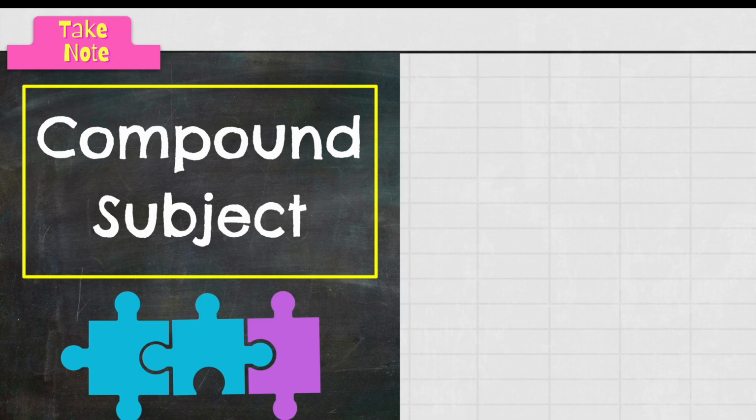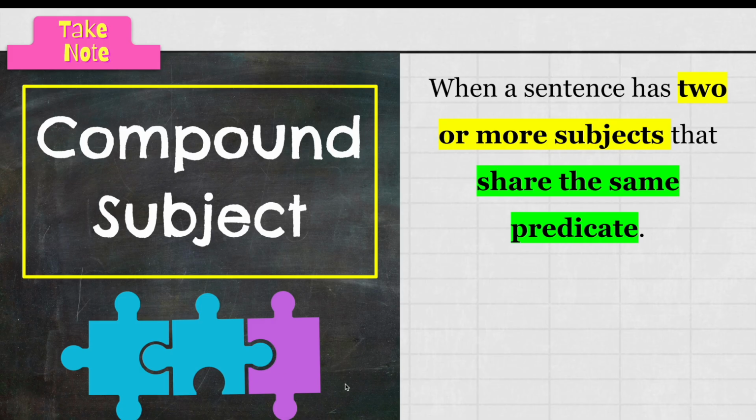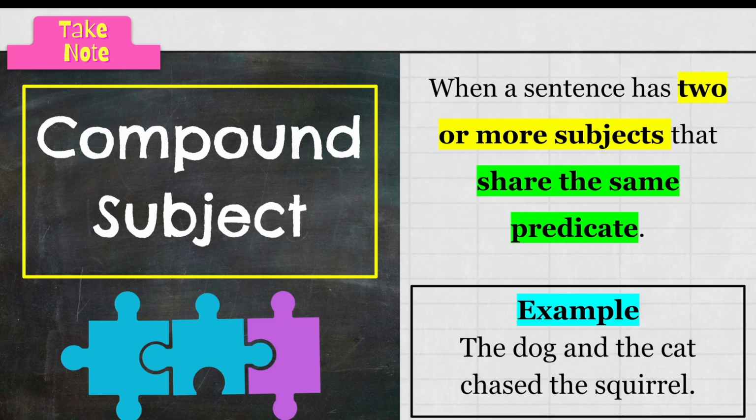Now we're going to take it to the next level, y'all. We have something called compound subjects. And look at these little puzzle pieces down here. It's going to help you kind of visualize what I'm talking about. This is when a sentence has two or more subjects that share the same predicate. So let's look at this. The dog and cat chased the squirrel.